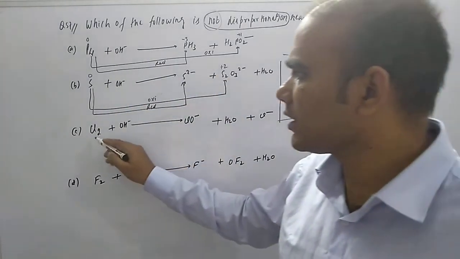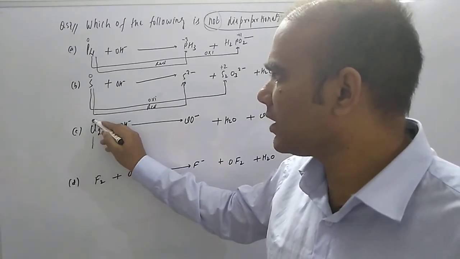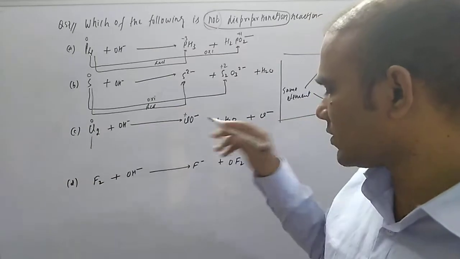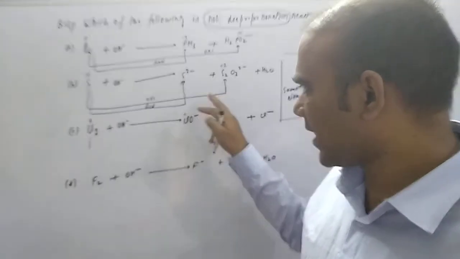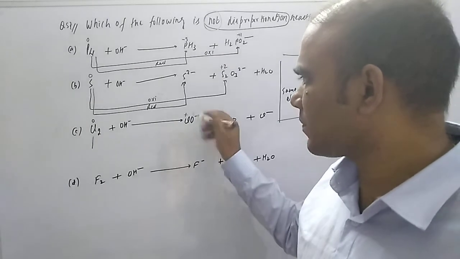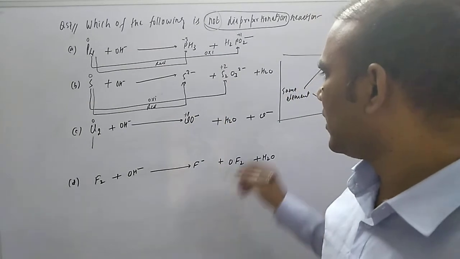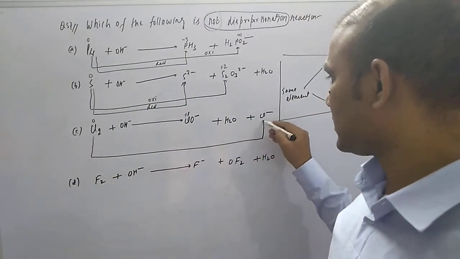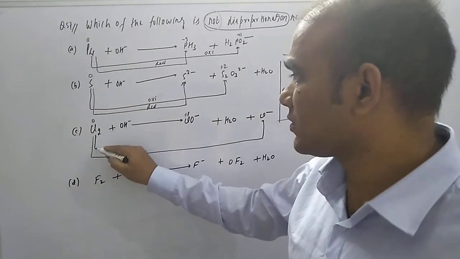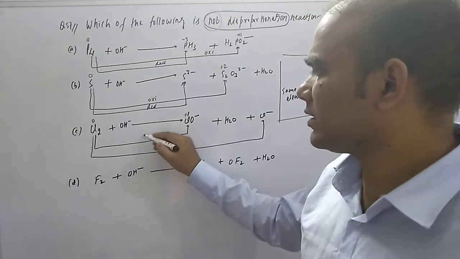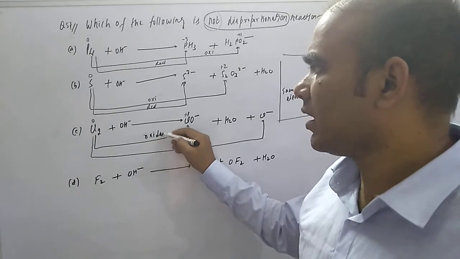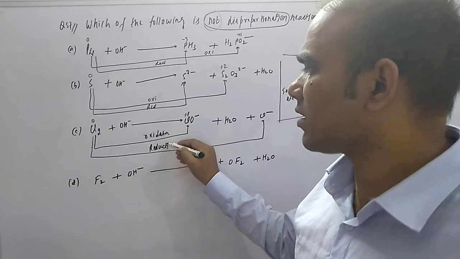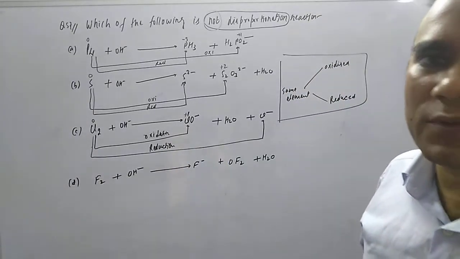Now chlorine, you check, student. Chlorine is in the 0 oxidation state, and here chlorine is +1. You can check, student, here it is +2 minus 1, that is +1. Chlorine is +1 here and -1 there. So Cl is going here and Cl is also going there. 0 to +1 is oxidation, and 0 to -1 is reduction. The same chlorine is oxidized and reduced, that is a disproportionation reaction.